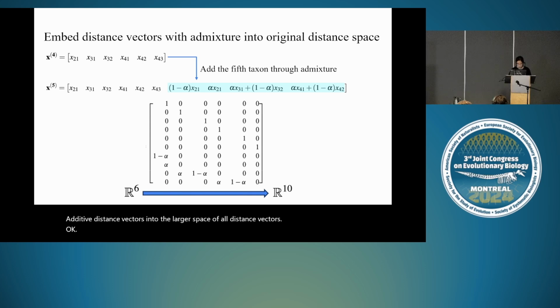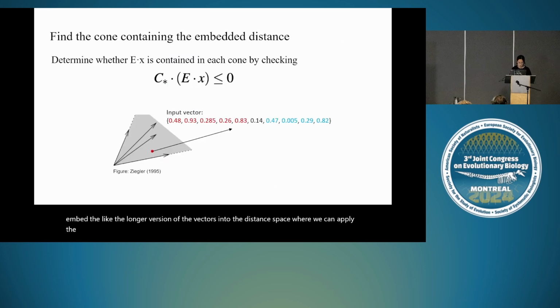Okay. So we do this by adding an additional taxon to the admixed distance vectors, and then we can embed the longer version of the vector into the distance space where we can apply the method I just discussed.